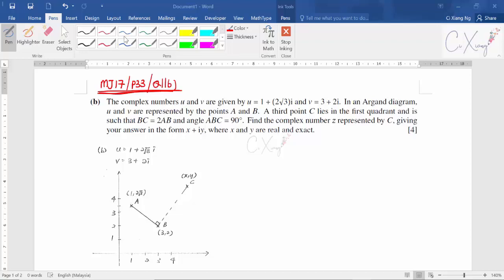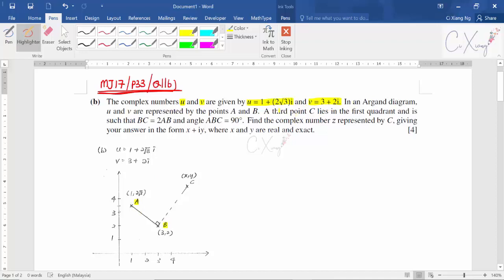So you can have a look at the question. In this question, they tell you that I have complex numbers u and v. u is the complex number 1 plus 2 square root 3i, and v is 3 plus 2i. In an Argand diagram, U and V are represented by the points A and B. You can see that I sketched it out using a proper ratio. I measured it using a ruler and plotted the points. The A here is the complex number U, and the B here is the complex number V. So I plotted it out clearly.